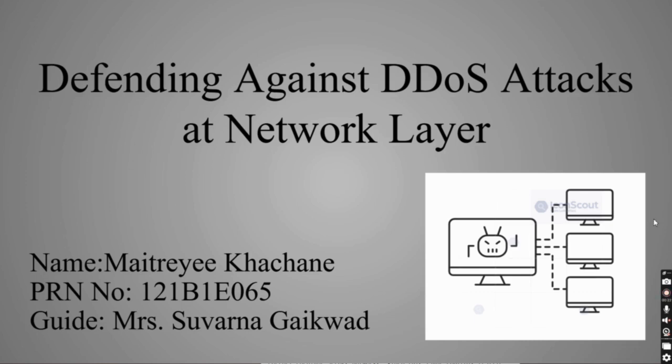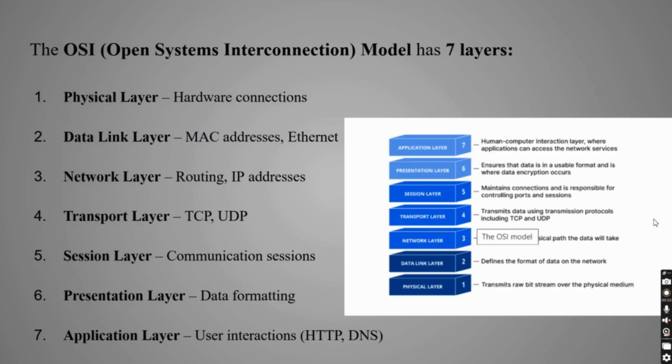Before we discuss the DDoS attacks, let us understand the OSI model. It consists of 7 layers, each serving a specific function in the network communication. The network layer, which is our focus, is responsible for routing packets across different networks using IP addresses. This is where most DDoS attacks occur.